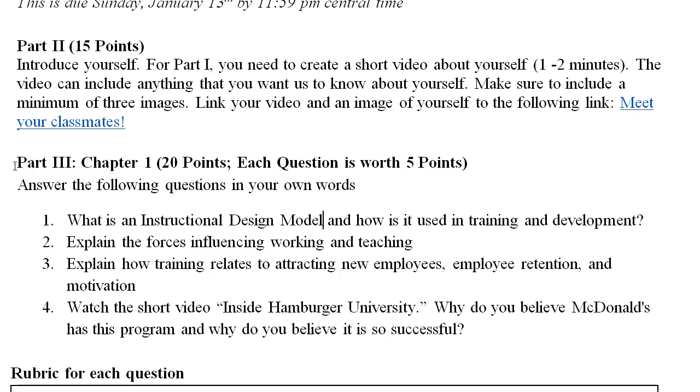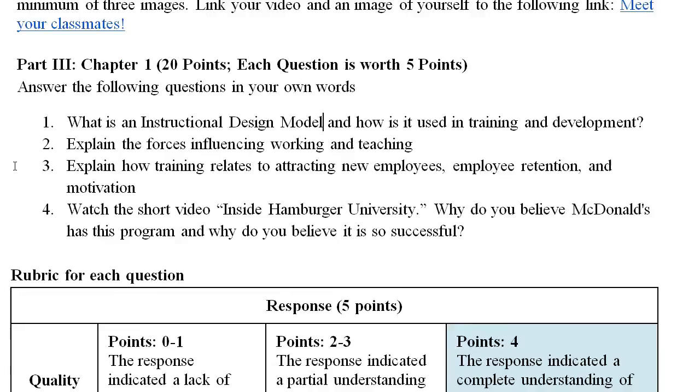For part 3, this relates to chapter 1. Each of these 4 questions is worth 5 points each and deal directly with what was covered in that first chapter. And again, the idea with this first chapter is just to get an overview and insight into training and development and touch on some key features of training and development and other things that we need to consider. And then the 4th question deals with the Inside Hamburger University video.